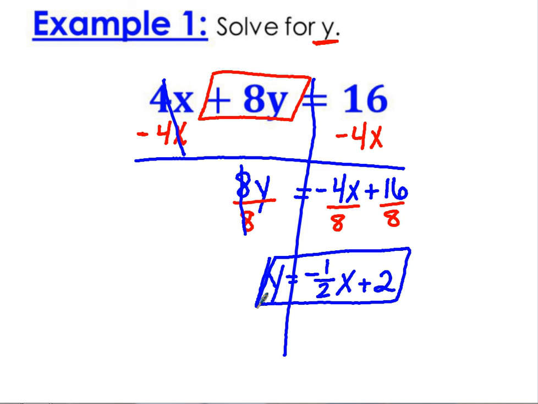Like I said, you're not going to get something like y equals 2 or x equals 1 or r equals 4. You're going to get another equation. It's just going to be rewritten in a more useful form.